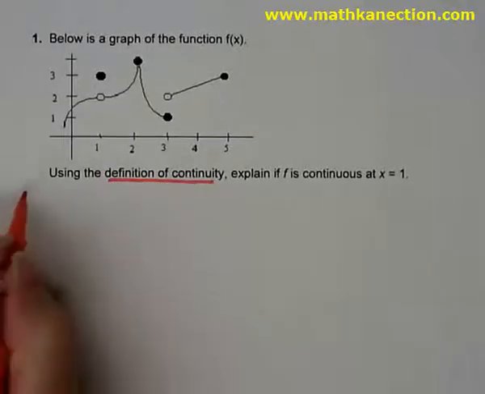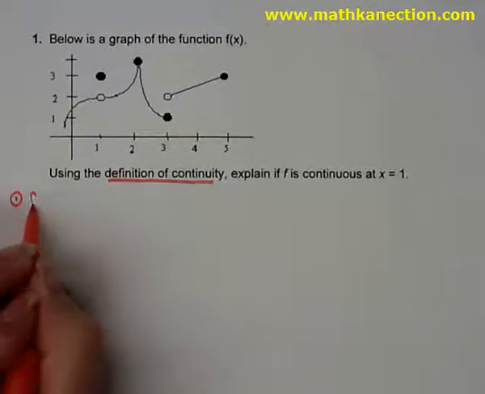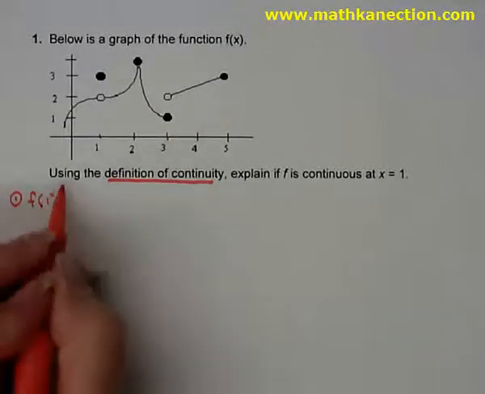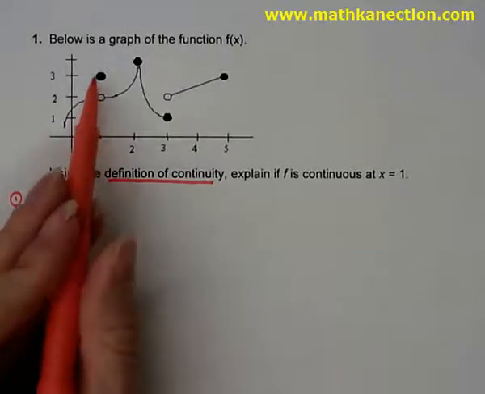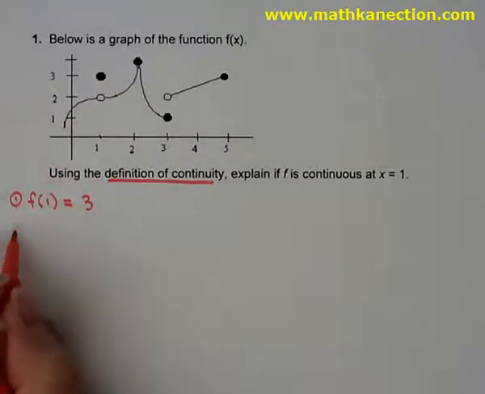So for our examples, we're going to use the definition of continuity to determine if we're continuous at x equals 1. First step, you have to look at f of 1. What is the y value of the graph at x equals 1? You can see the point is at 3.